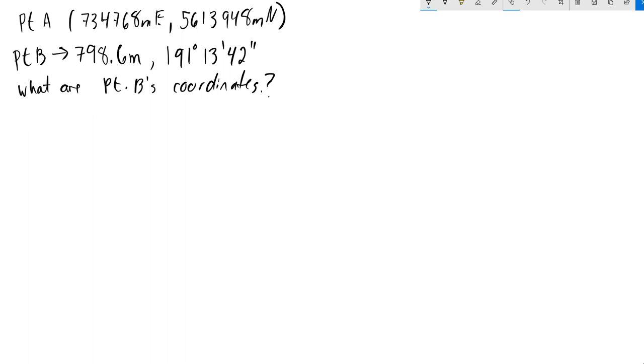So first thing I'm going to do is tackle this. I'm going to put 191, 13, 42 into decimal degrees because that's how my calculator handles it. So I'm going to go like this, and that equals, I'll give you guys a moment to do it too. And I get 191.22833 repeating. That's going to give me my decimal degrees.